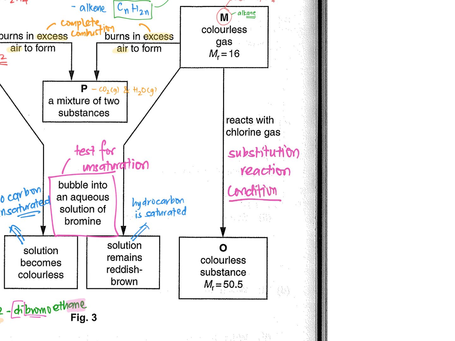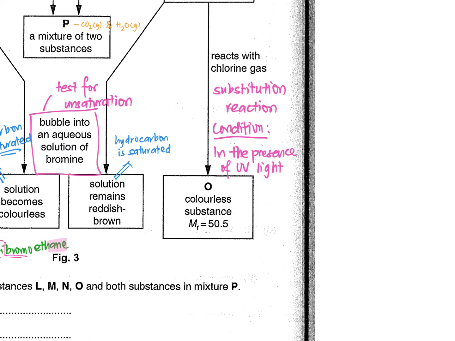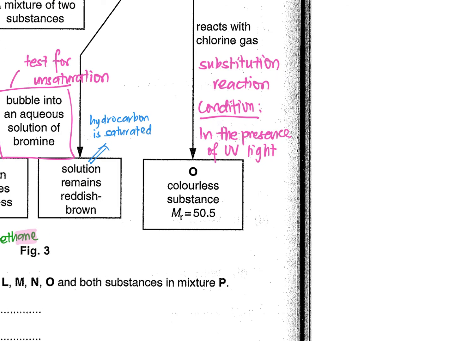Okay, so this comes with the condition. So remember, I can always ask you one more extension. What is the condition needed for this reaction to take place? So in the presence of UV light. Okay? So for substitution reaction, only one hydrogen atom can be replaced from the methane molecule. So you end up with your CH3Cl. This is what you call the chloromethane. Okay, so another reminder, substitution reaction, every one time only one hydrogen atom can be replaced.